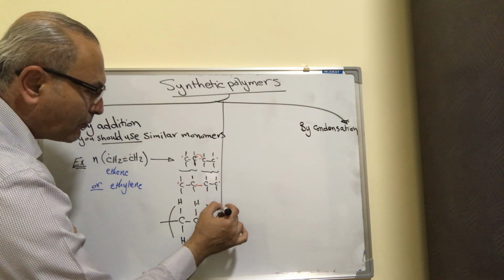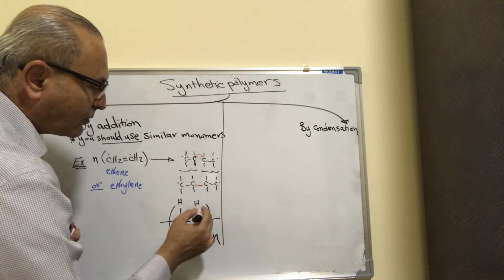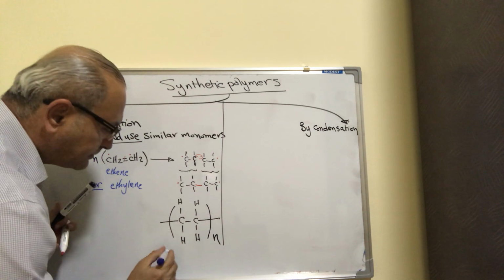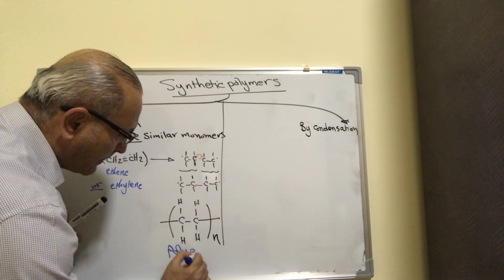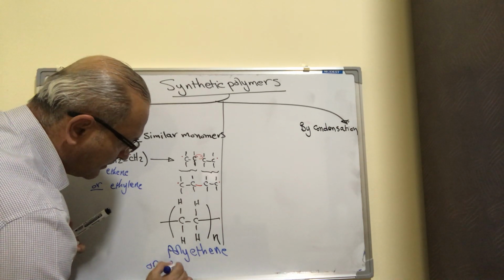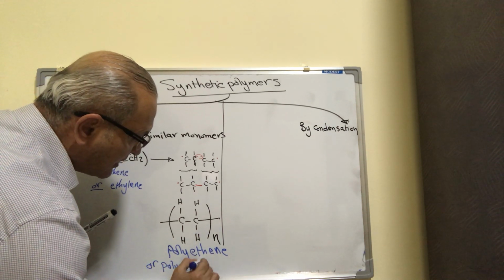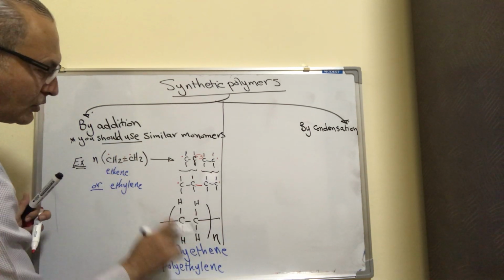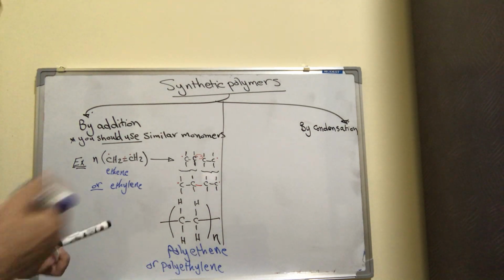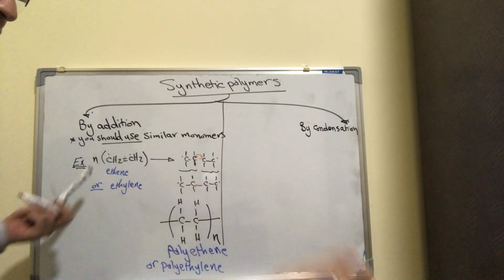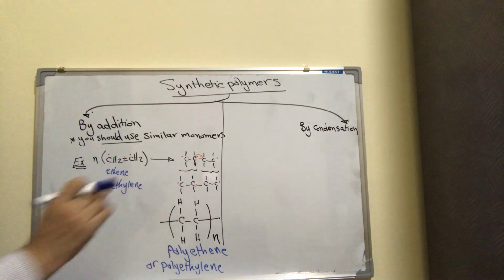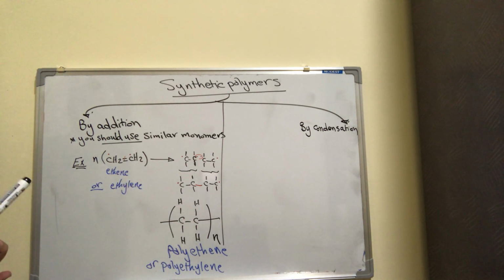This is the monomer, this is the polymer, the general formula of the polymer, and we call it in this case polyethene or polyethylene. Why is that? Because if you use the first name ethene, it would be polyethene. If you use the second name ethylene, it would be polyethylene. Poly means many, many ethene from both sides. This is the way we represent the formula of the polymer produced in this case.